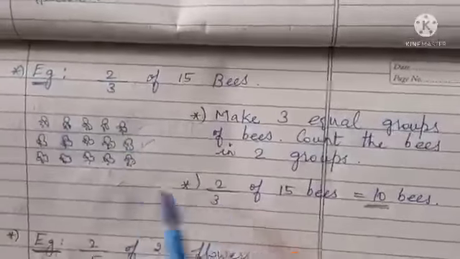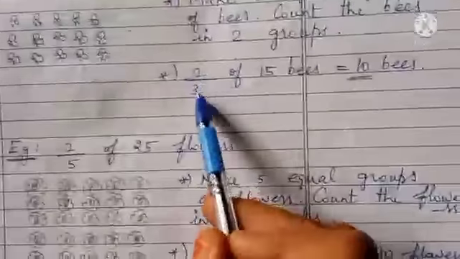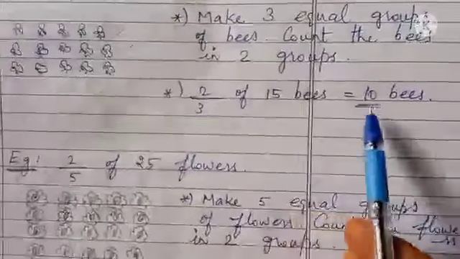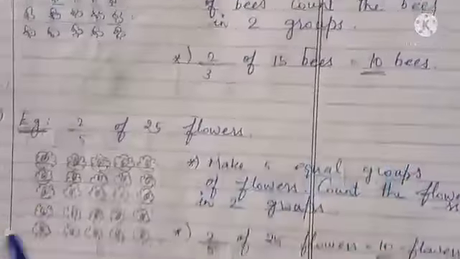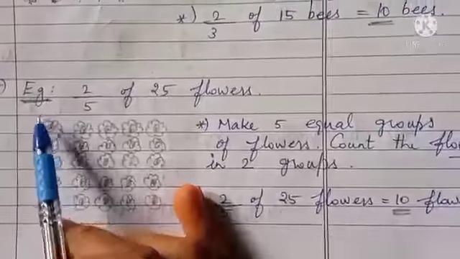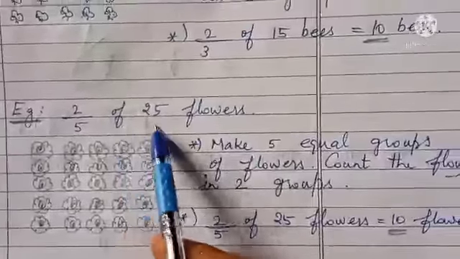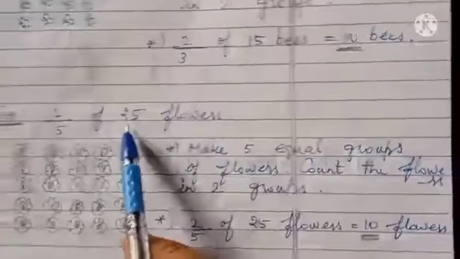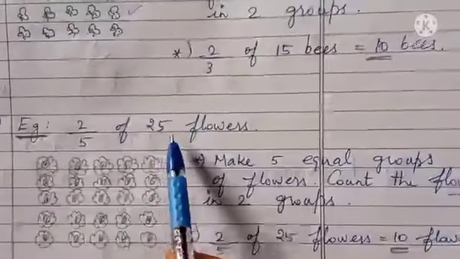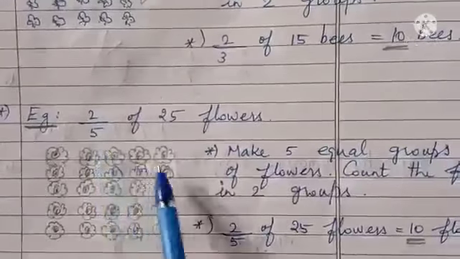The way we did, right? So second thing is 2 by 3 of 15 bees will give you 10 bees. Okay. So the next one, more example, will give you 2 by 5 of 25 flowers. Yes, you have to take 25 flowers. In that, you have to divide the flowers into 5 equal parts.